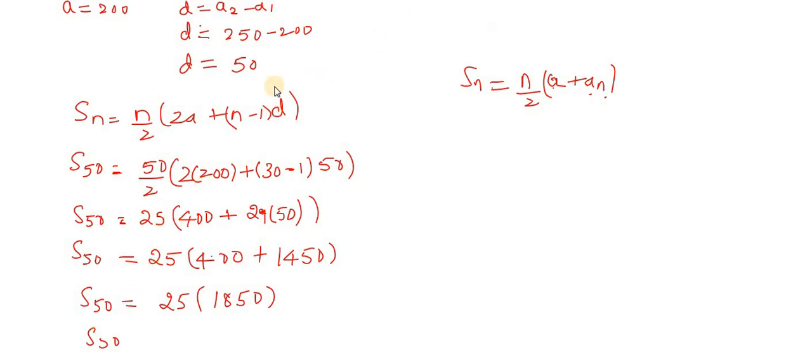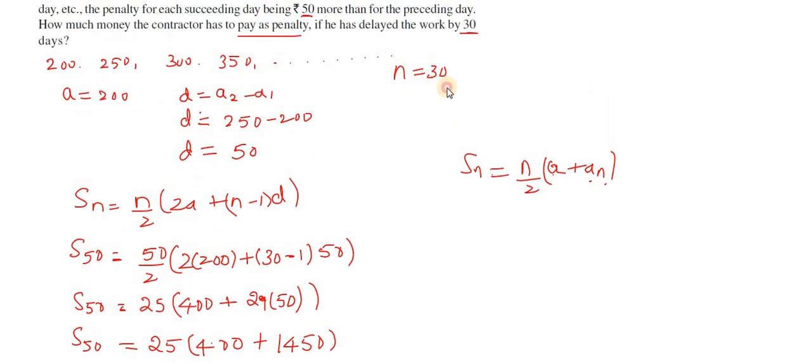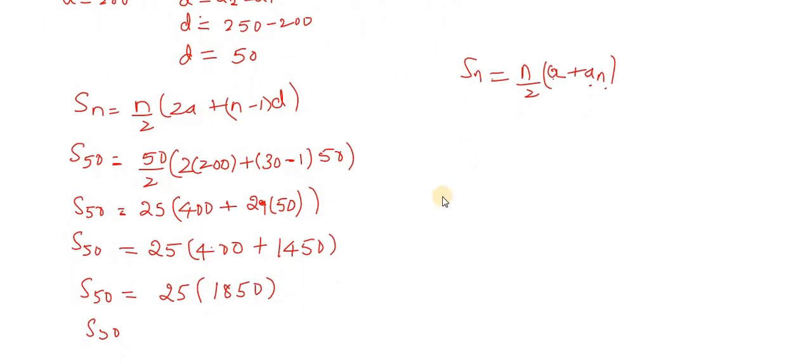The mistake is that the number of days is 30, right? So now we wrote here n is equal to 30, but while writing the problem I wrote it as 50. Sorry for that. If you do 50, it becomes very long, so that is wrong. So change it to 30.